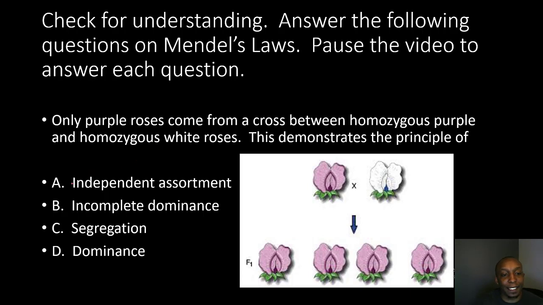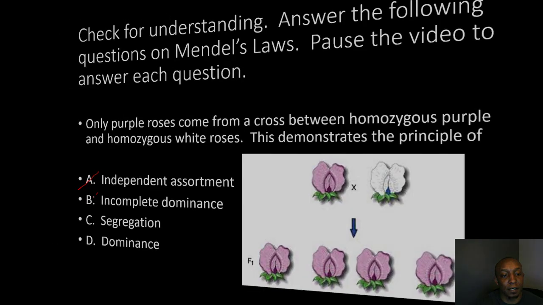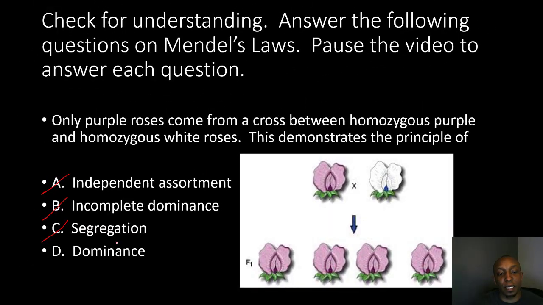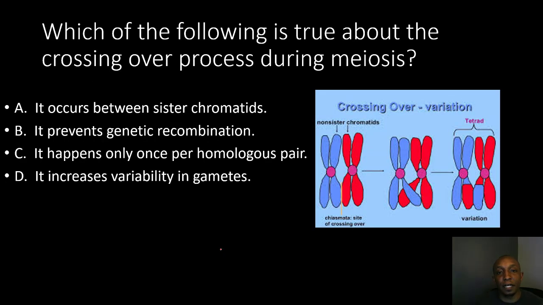We know it can't be independent assortment because we're only looking at one trait. And incomplete dominance would actually show a combination of both traits, so it may be pink. So the only answer that it could be is dominance, because if you notice, the purple flowers are dominant over those white flowers. Let's look at our next one.